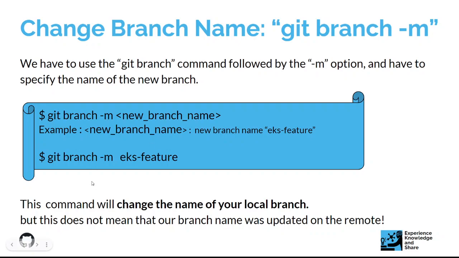So what will the command be like? git branch -m and then a space, then EKS-feature, and then we press enter. This command will change the name of our local branch, but this doesn't mean the branch name will update on the remote. Suppose we have already worked and our branch is already available on the remote, so how will we change that? We will see that in an upcoming part of the video.